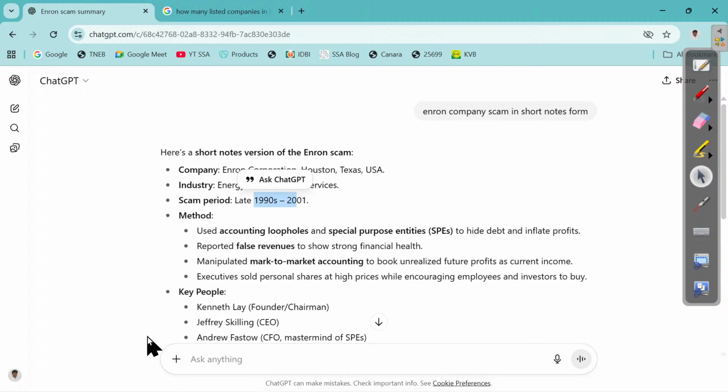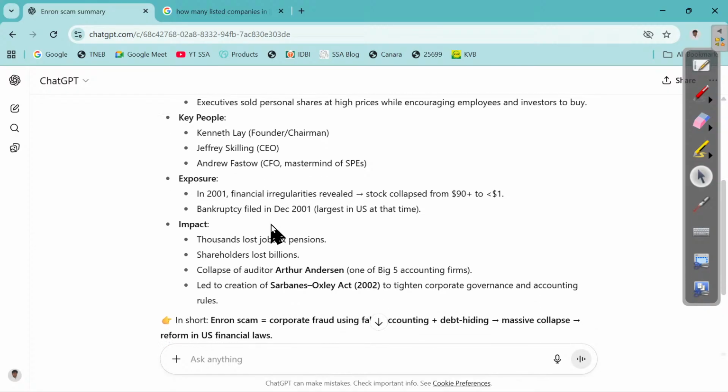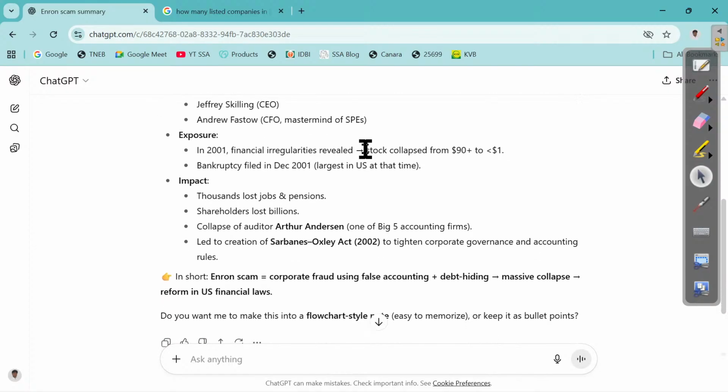Scam period: 1990 to 2001. Accounting loopholes, special purpose entities to hide the debt and inflate profit. They inflated the profit. False revenues, mark to market accounting manipulated, and executives sold personal shares at a high price while encouraging employees and investors to buy. They inflated the share price also and induced the employees to buy the shares at the higher price. The key people involved were Kenneth Lay, Jeffrey and others.